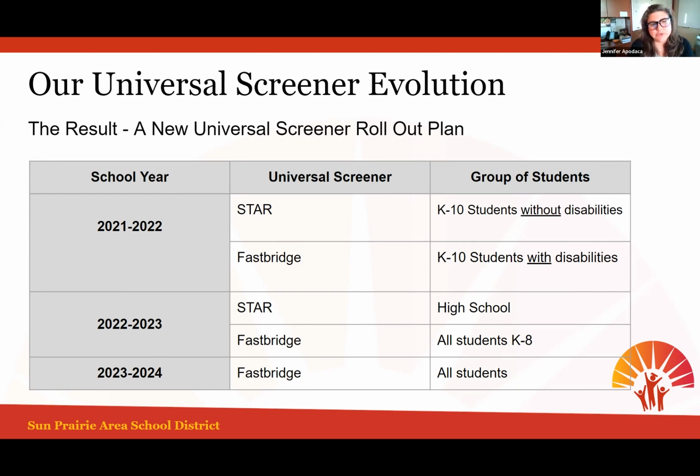This year, in the 22-23 school year, we continue to have 2 universal screeners in place. STAR is used with our high school students, but FastBridge is now being used with all students in kindergarten through 8th grade. And then next year, we anticipate that FastBridge will be used with all students. So what you see here on this graph is a 3-year transition plan from STAR to FastBridge as our universal screener for academics, in math and in literacy.